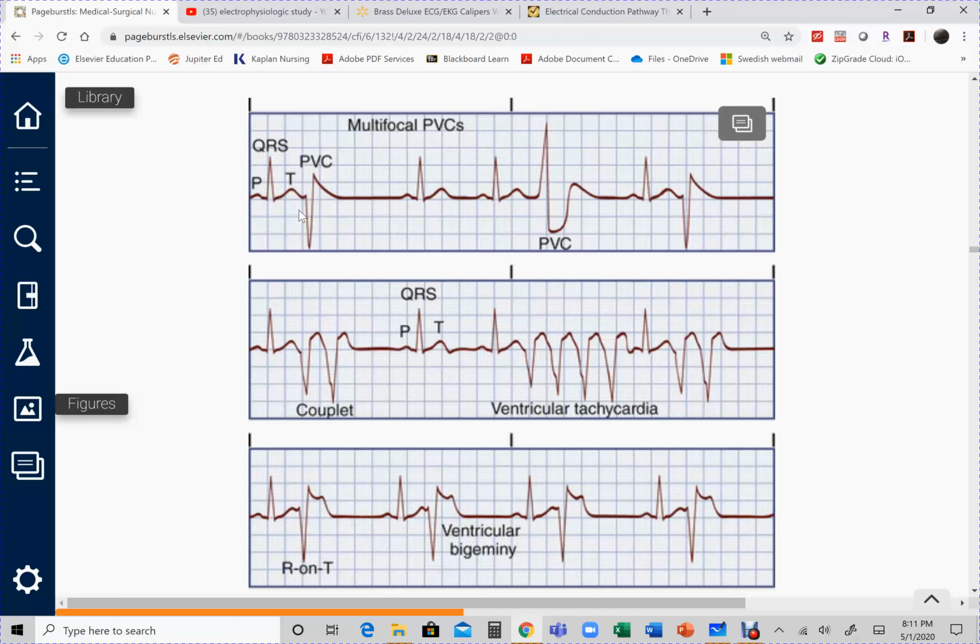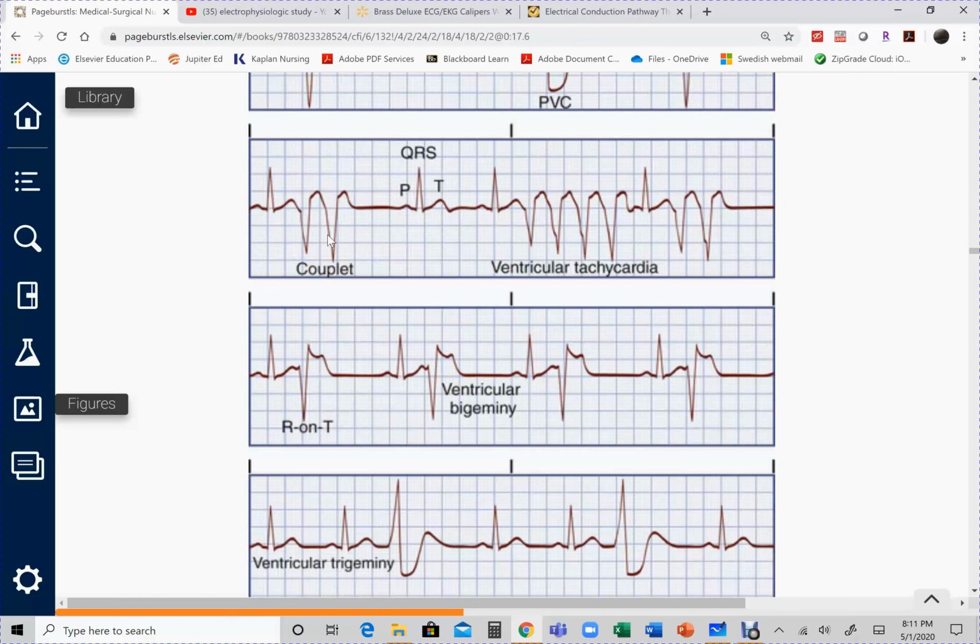This one's multifocal because they have two different shapes. See here, this one is distorted, but this one is also distorted but looks completely different. And here's another different one. If you remember in PAC, what followed the PAC? A pause. So here there's a pause again. But then you have the underlying, this one's clearly sinus. This one looks normal, this one's normal, and then you have another PVC here, and there's another pause there, and here's the normal heartbeat, here's another PVC and another pause.